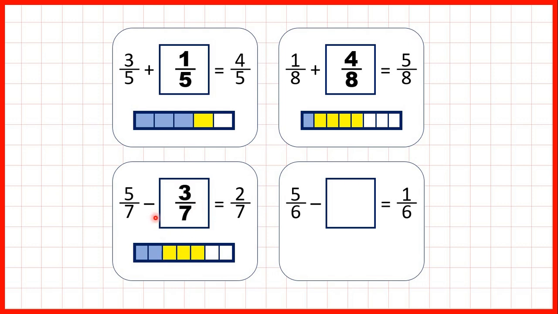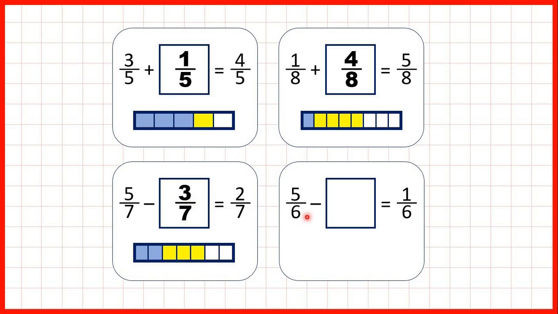And we know that if the second number in a subtraction problem is missing, we can still use subtraction to find our missing number. So notice that 5/7 take away 2/7 is equal to 3/7, so that will find us our missing fraction.